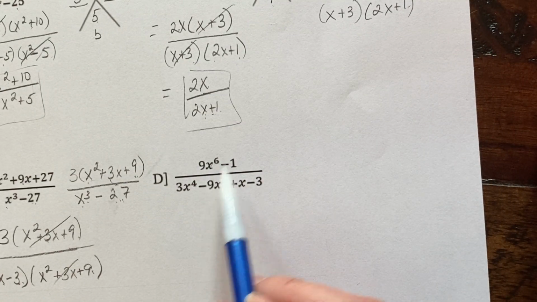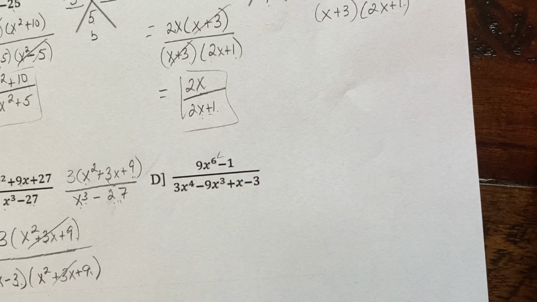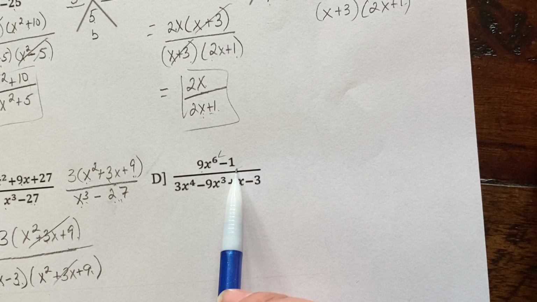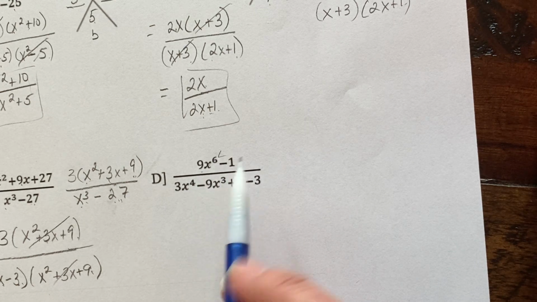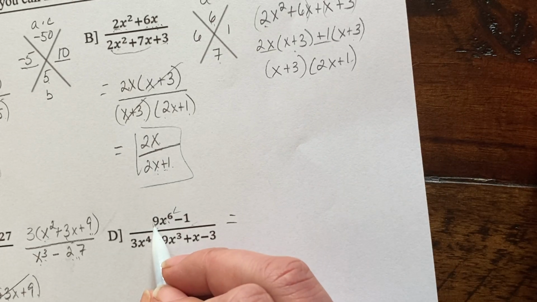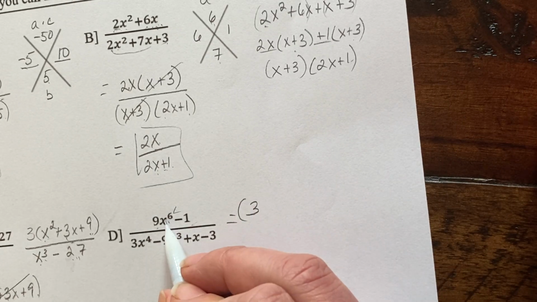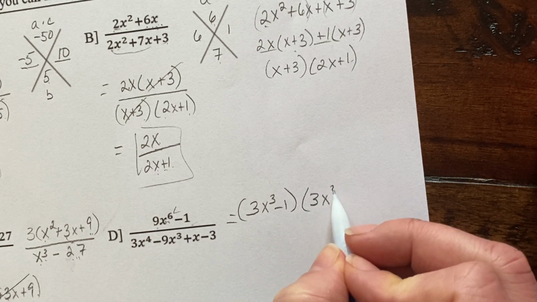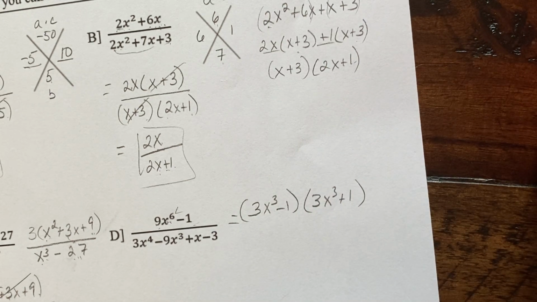Okay, so again, when I look, we have an even exponent here, and I have a perfect square and a perfect square. So that tells me I have a difference of squares, so I can factor my numerator into, remember we take the square root, this you split in half, so 3x to the third minus 1, and 3x to the third plus 1. Okay, so that's your difference of squares here.